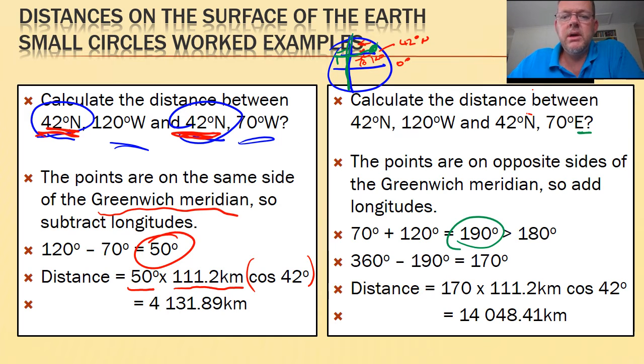Well, that's 190 degrees. Now we know that there's 360 degrees in a circle, so it's probably easier rather than going that way 190 degrees to go the other way 170 degrees, and that'll be a bit shorter. So we traveled 170 degrees. Now to convert that into kilometers. So 170 degrees multiplied by 111.2 kilometers per degree, and then multiplied by that cosine of the angle of latitude, which is cosine 42, and that should be 14,048.41 kilometers.